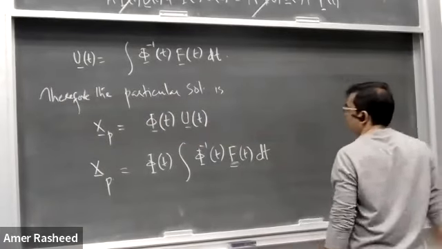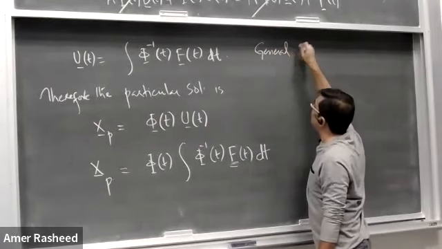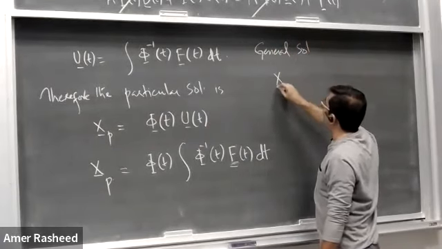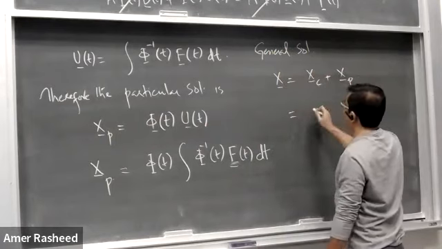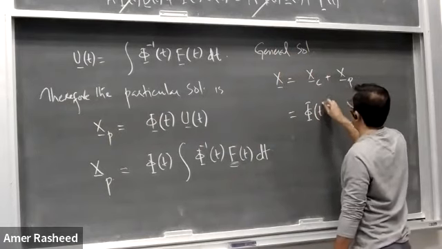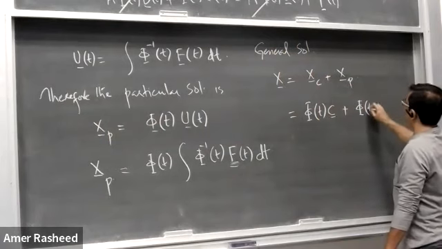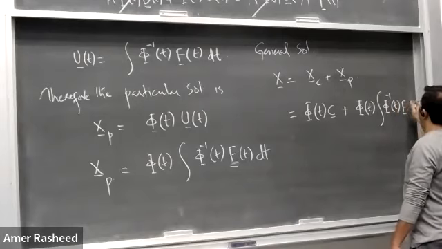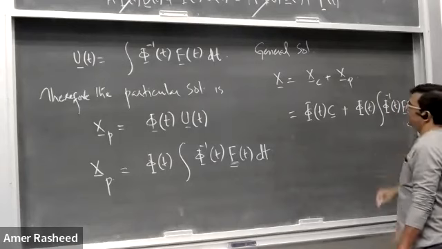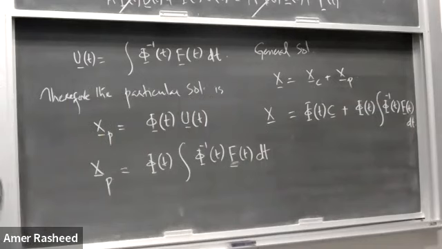So this is our particular solution. Therefore, the general solution of the given non-homogeneous linear system will be x, and it is xc plus xp. Now, what is xc? Xc is what we have written, phi of t times c vector, plus xp, which is phi of t integral phi inverse of t times f of t dt. So this will be the general solution of the given non-homogeneous linear system by using the method of variation of parameters.